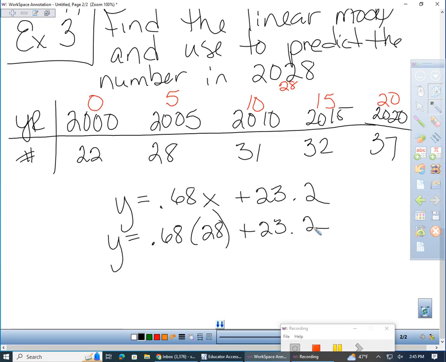So I go to my calculator. I type in 0.68 times 28 plus 23.2. And I got 42.24.